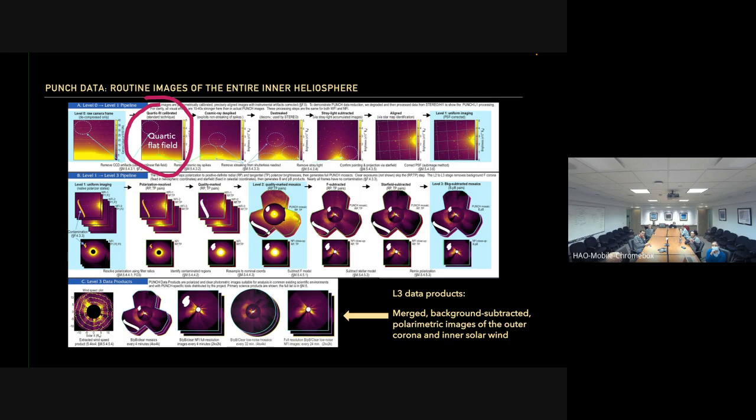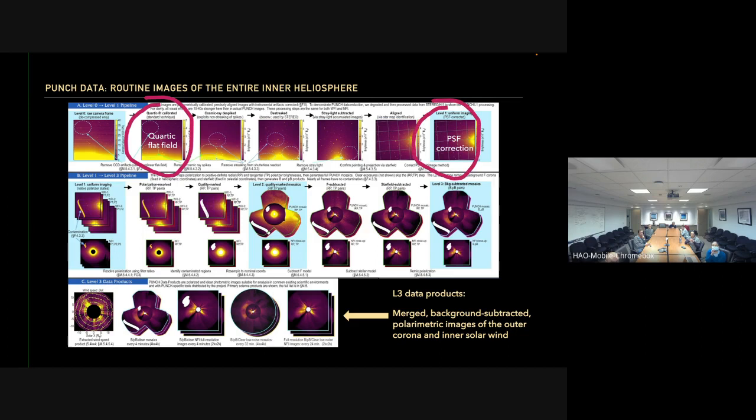The first of them is something that is very commonly done here at HAO, but is not commonly done in space, which is we use a proper quartic photometric flat fielding, so that we fit a quartic response function to every single pixel. That allows us to remove nonlinearities in the detector and get our photometry nailed down.